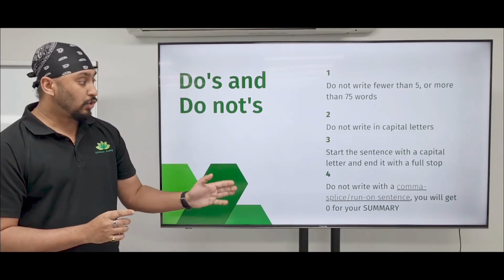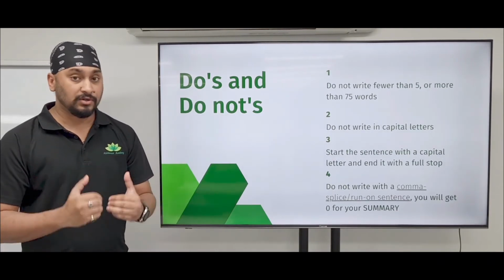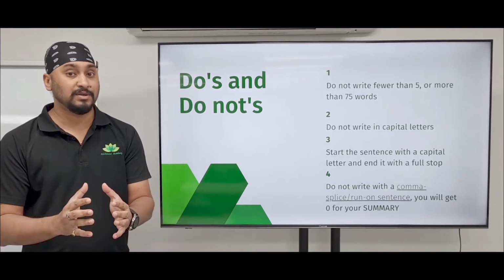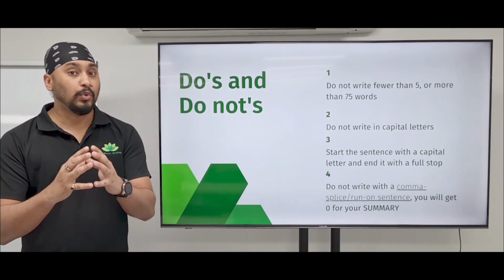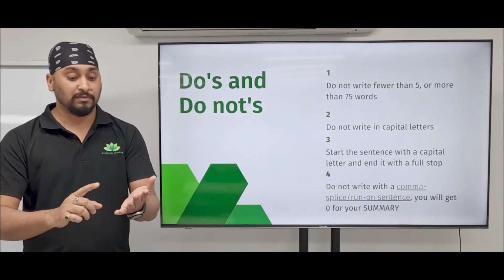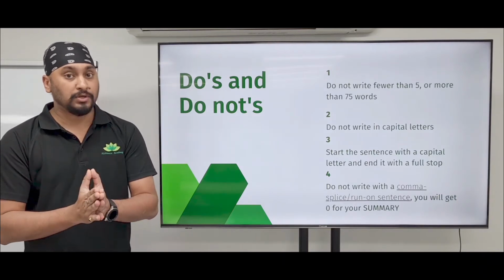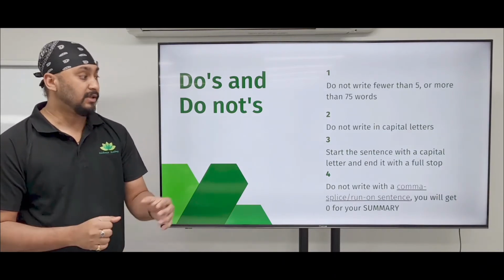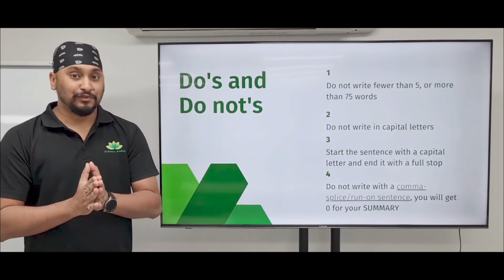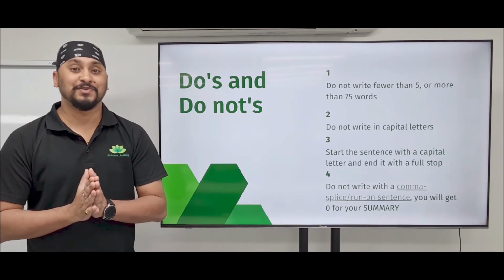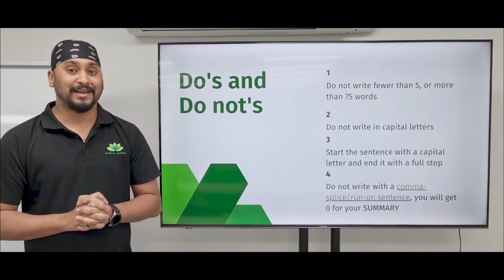Last but not the least, do not write with a comma splice or a run-on sentence. You could get 0 for your summary straight away, even though everything in your summary is absolutely right from the word limit to the content. And for those of you who do not know what is a comma splice or a run-on sentence, I already did a video on it. Feel free to check it on our YouTube channel, which is under the name Alchemist Academy.